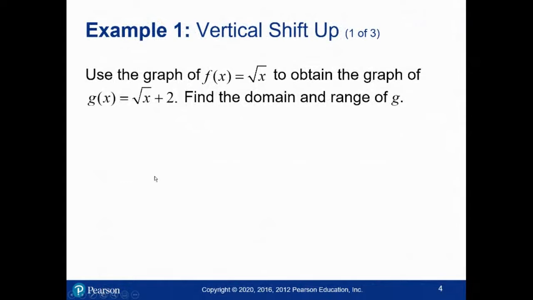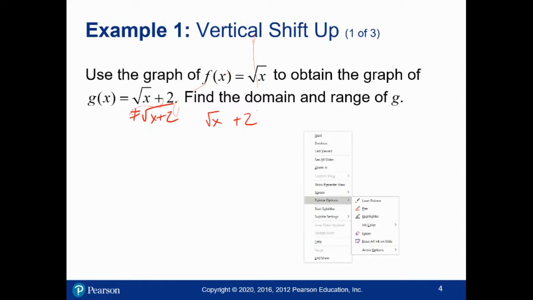Okay, so first example, use the graph of root x to obtain the graph of root x plus 2. And what's important to note, by the way, this is not the square root of x plus 2. It's the square root of x, plus 2. Okay? Find the domain and range of the function.